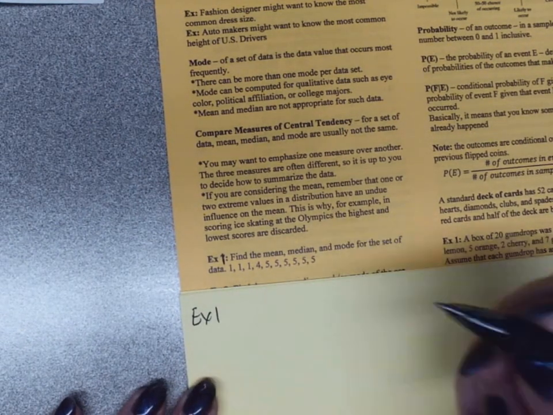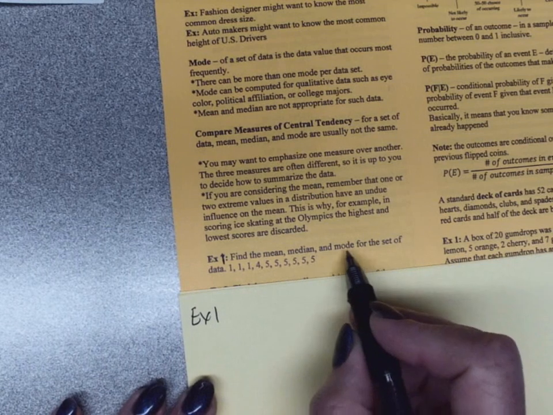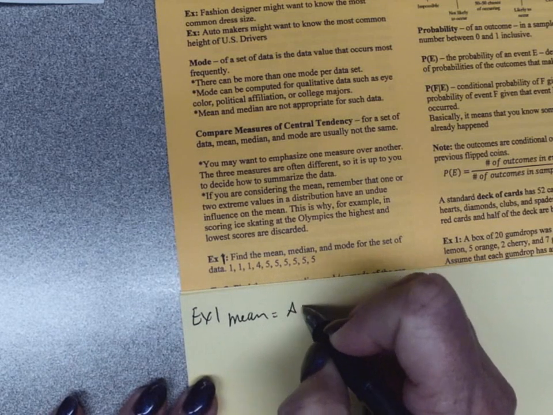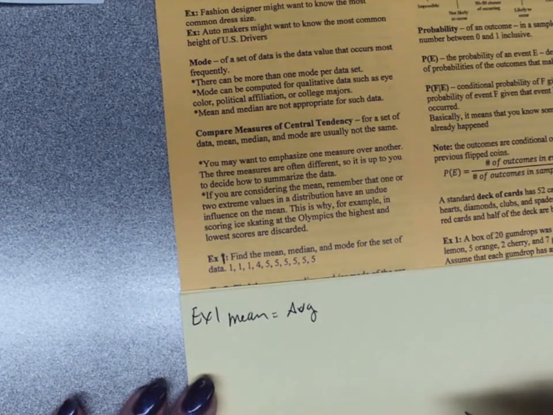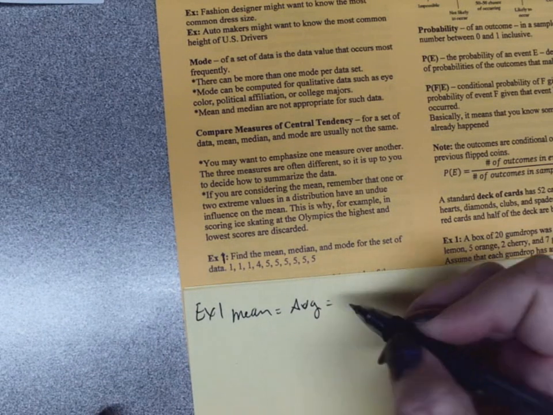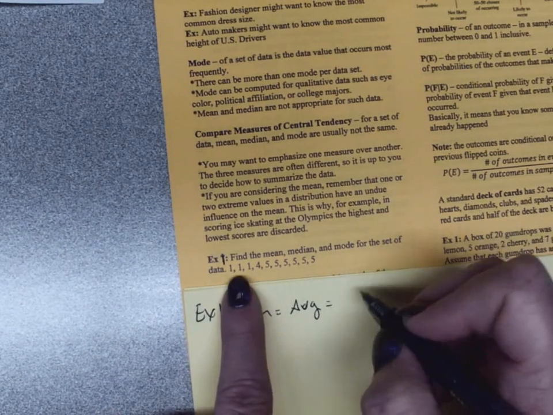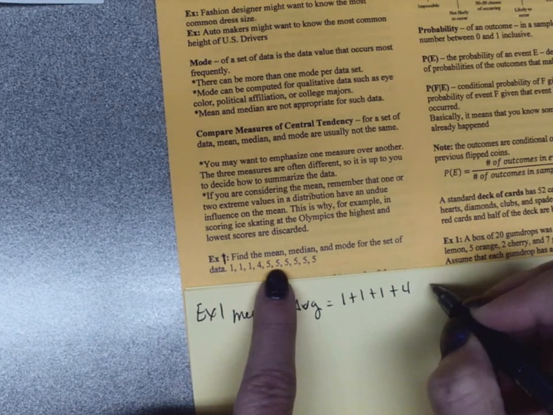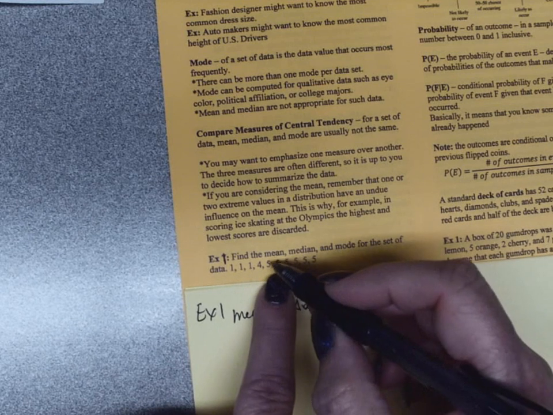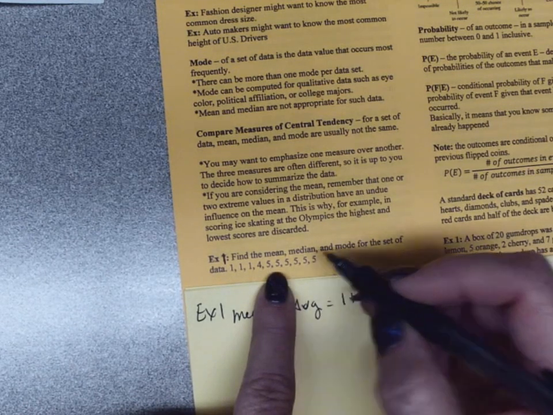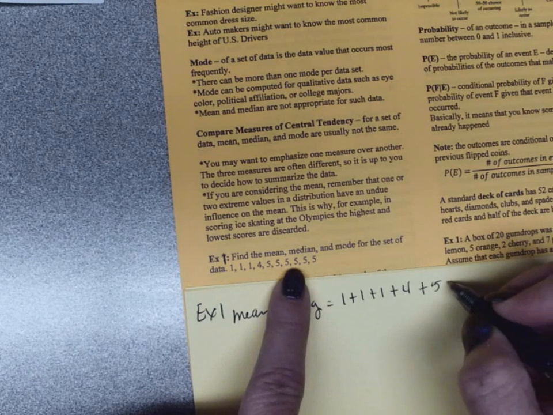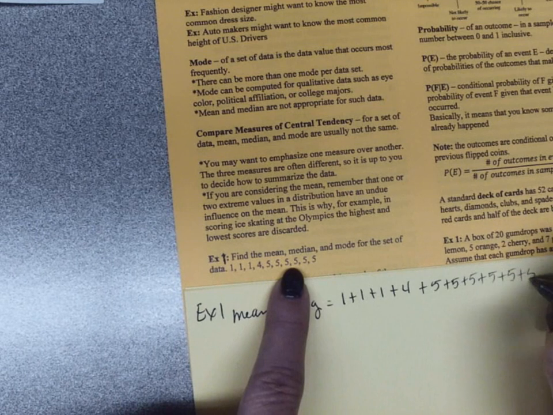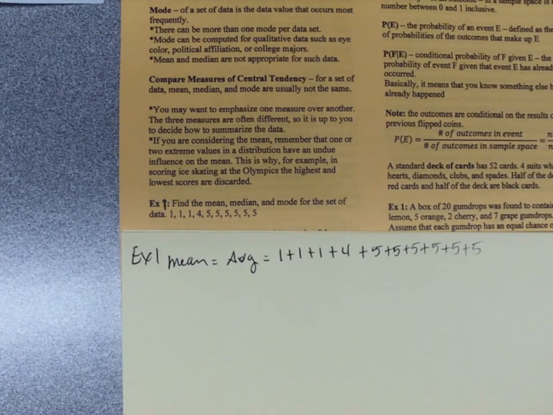So we're finding the mean, then the median, and then the mode. So for the mean, which is equal to the average, we're going to add all of our numbers together. So we have 1 plus 1 plus 1 plus 4 plus 5. We've got 1, 2, 3, 4, 5, and 6 times. Looks like my pen is dying, so let's switch colors here.